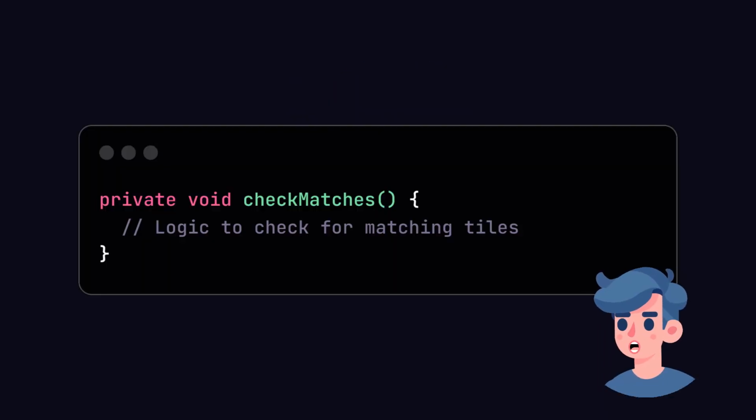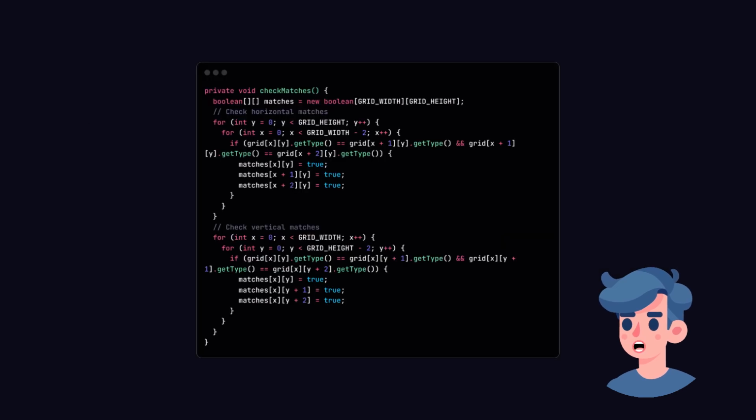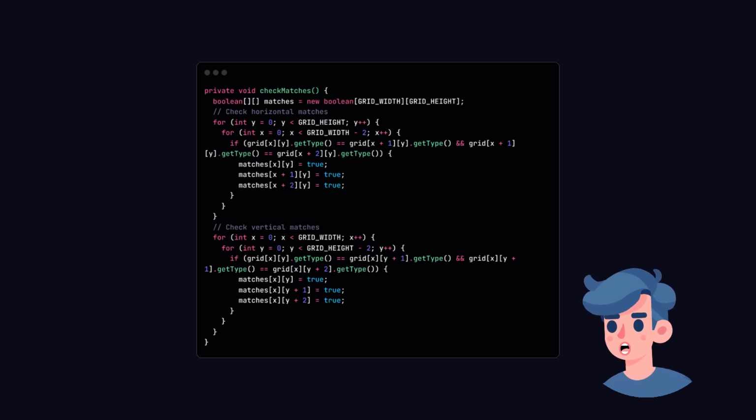Next, we need to implement the matching logic. We will create a method called checkMatches that checks the grid for any matching tiles after a swap. In the checkMatches method, we will look for horizontally or vertically adjacent tiles of the same type. Once we find any matches, we will remove them from the grid.